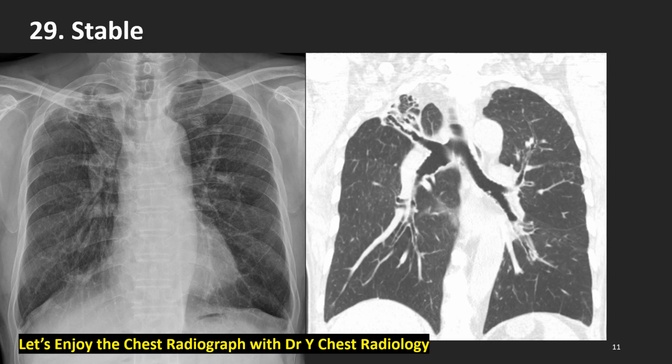How about this old man's film? Right hilum is deformed and elevated. Minor fissure is deformed and elevated, and the trachea is deviated to the right side. All these findings mean right upper lobe volume loss, decreased right upper lobe volume with bronchiectasis here, and many pleural thickenings.